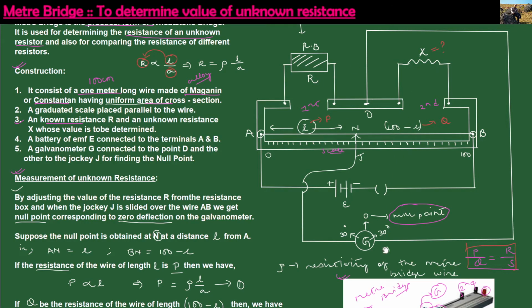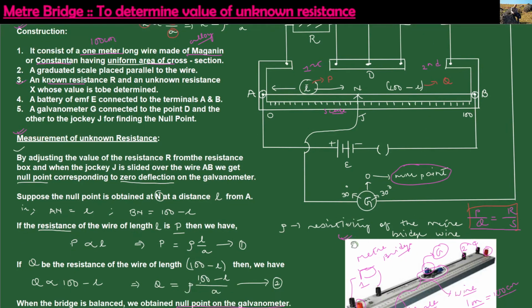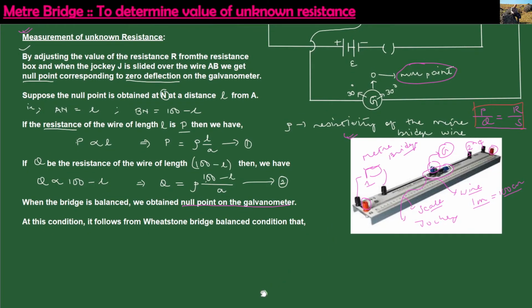R by X. So from here, this resistance P corresponds to L, this resistance Q corresponds to 100 minus L, R will be the known resistance from the resistance box, and X will be that unknown resistance. We will use this expression to write the balance condition. It follows from the Wheatstone bridge principle that P by Q is equal to R divided by X, where X is our unknown resistance.